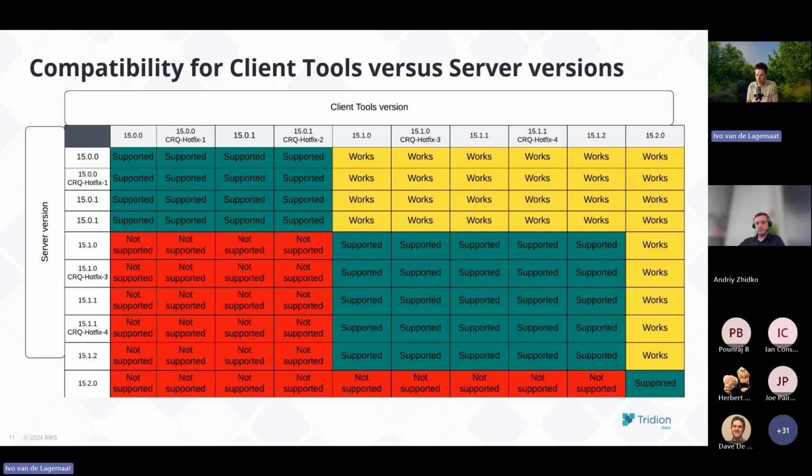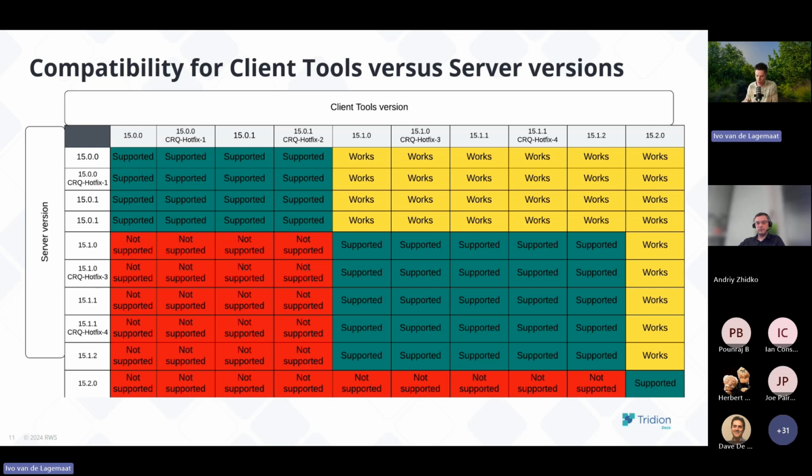What is not supported, if you run, for example, a client tool version 15 on a server that is 15.2 or 15.1, that one is not supported, because with the client tools, we cannot actually look into the future, how things are working and how can we actually test it and come up with all kinds of fixes to it. And it's not part of our release cycle.